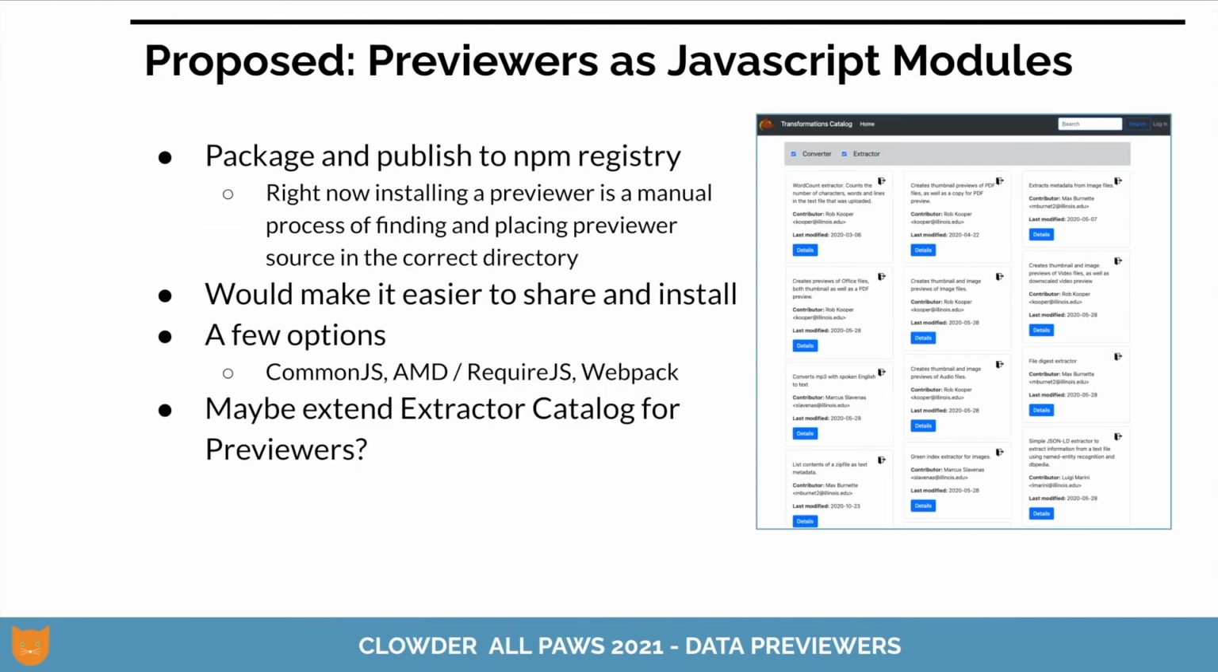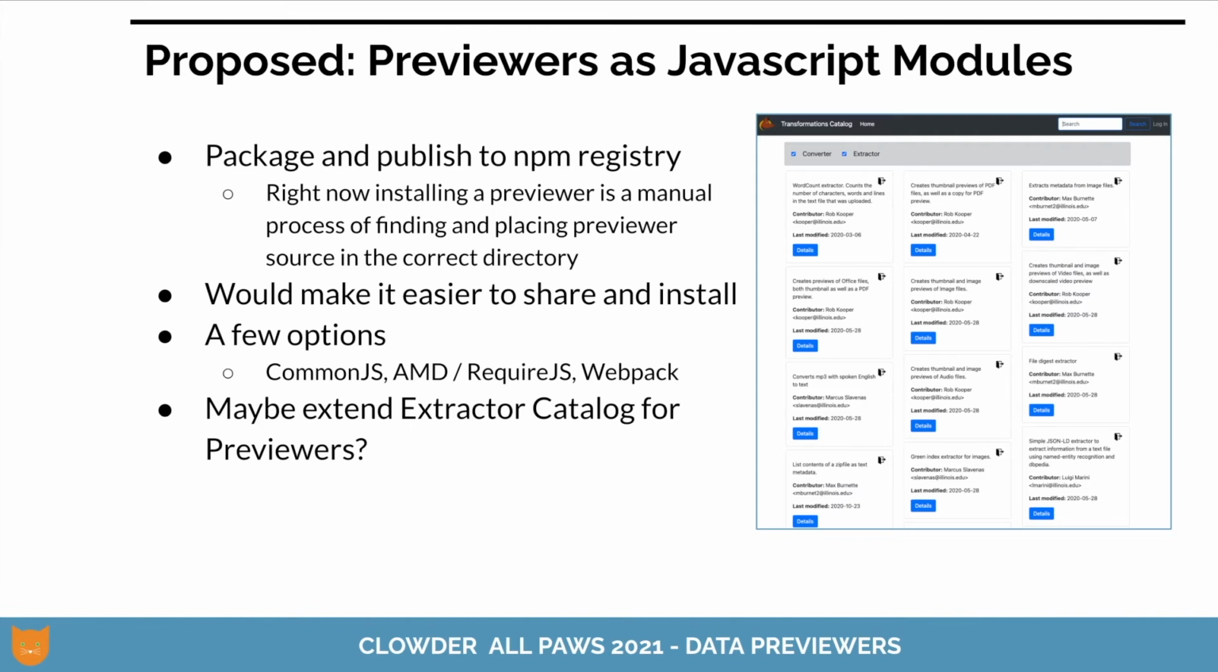One pattern that might make this a little bit easier is if we were to package up previewers as individual JavaScript modules. This pattern would use npm to install previewers to the correct directory, instead of needing to manually copy over the source and drop it there yourself. This pattern seems like it'd be relatively easy to adopt, given that we already use package.json, a well-known npm convention, to store metadata about what the previewer is for, and how to run it.